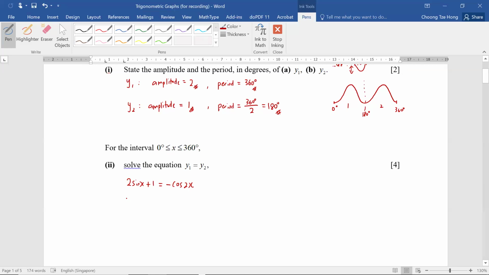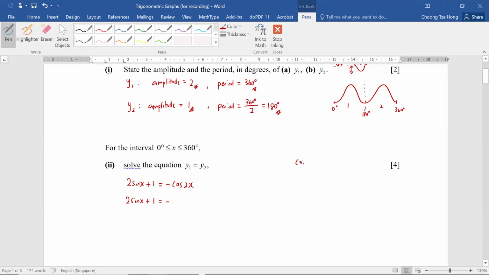Okay, so to solve a trigo equation, we need to try to convert this equation into a form whereby there's only one type of trigo function. So we either convert everything to sine or convert everything to cosine. You see over here there's a double angle, right? So we can actually make use of the double angle formula.